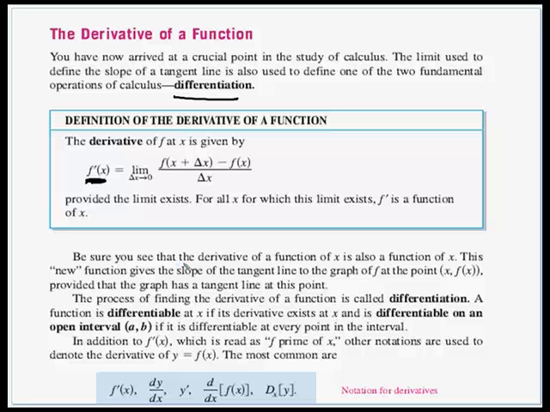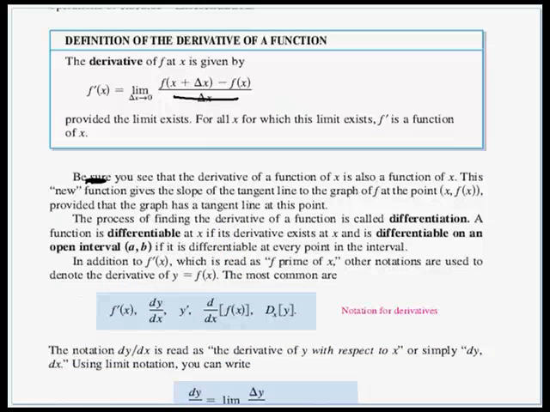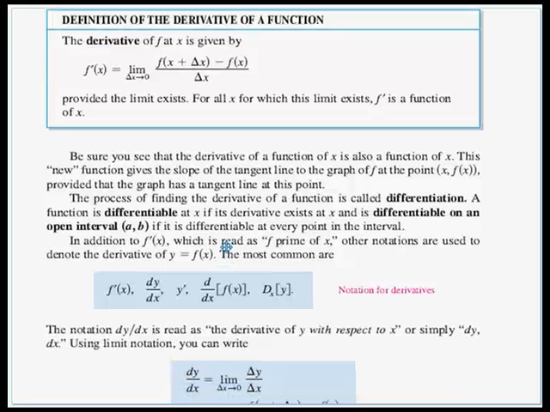Be sure you see that the derivative of a function of x is also another function of x. This new function gives us the slope of the tangent line to the graph at any given point, provided that the graph can have a tangent line at this point. The process of finding the derivative of a function is called differentiation. A function is differentiable at x if its derivative exists there, and is differentiable on an interval from a to b if it's differentiable at every point in that interval.